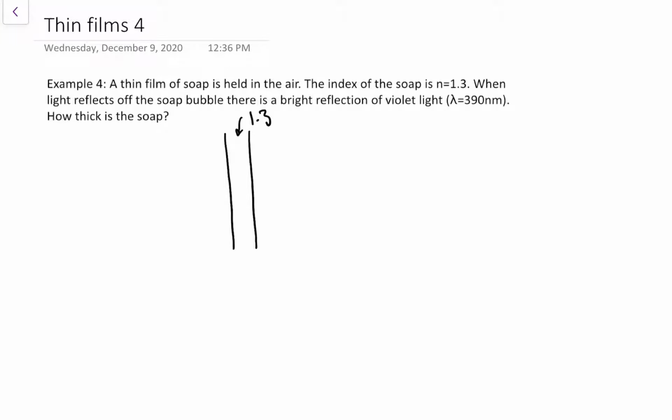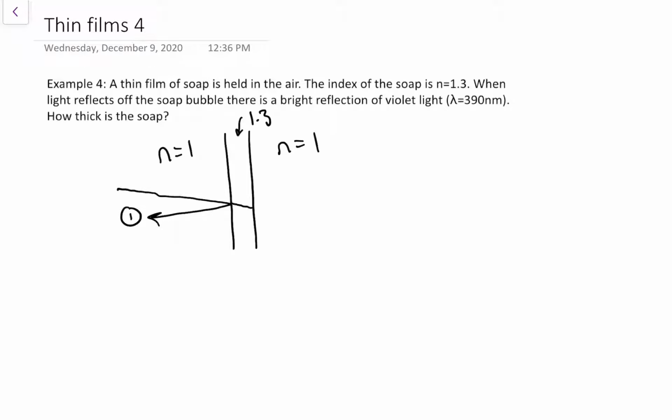The index of the soap is 1.3. It's got air on one side and air on the other side. It's symmetrical, it doesn't really matter which way I draw it, but just because I'm going to draw the light coming from left to right. Bundle of light number 1 travels through the air and bounces off the film. That's bundle of light number 1.